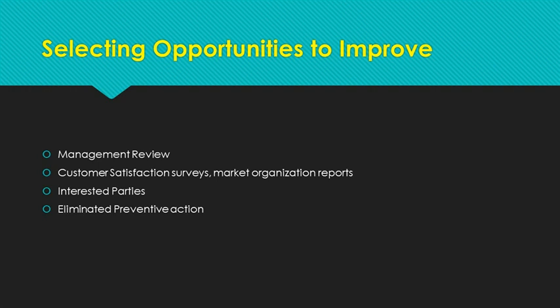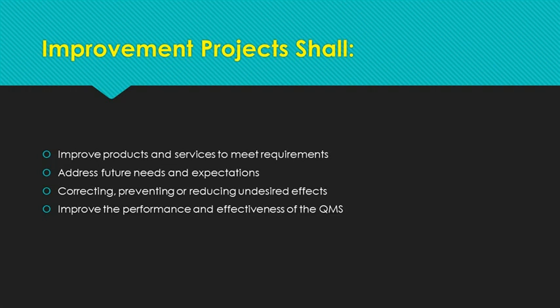Preventive actions are eliminated because most preventive actions can either be broken down and called an improvement to the process and the quality management system, or an improvement to the part of the corrective action. Now, improvement projects have some requirements. They shall improve the product or service to meet requirements. So if you're not meeting what you had said you're going to do, then the improvement project is going to make sure that you do.